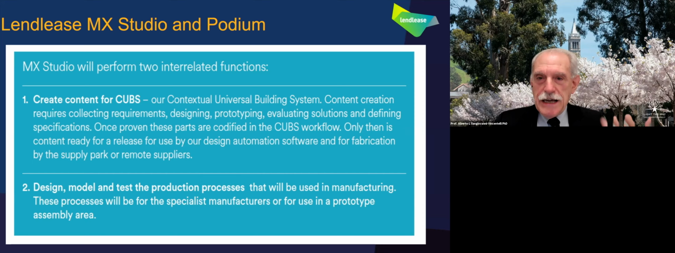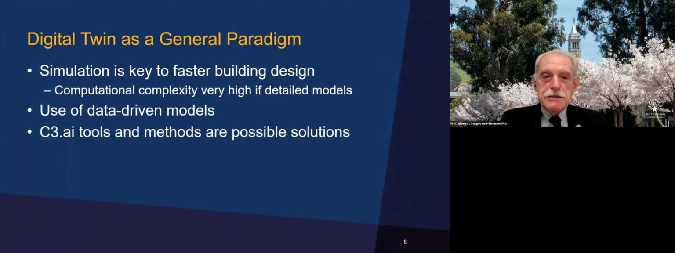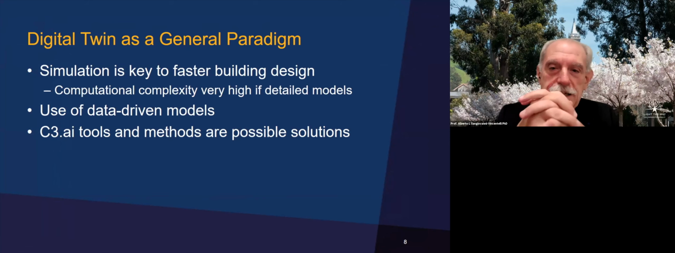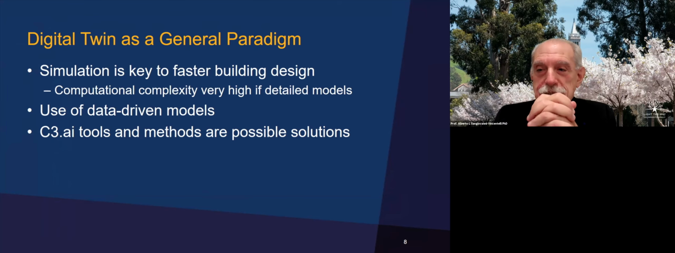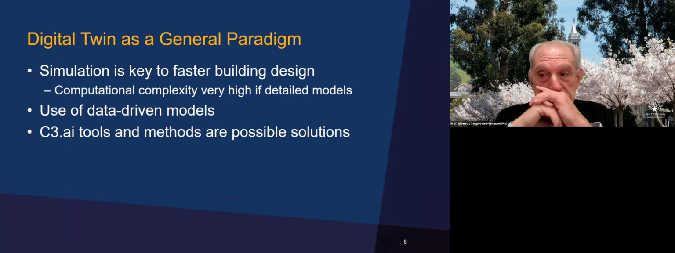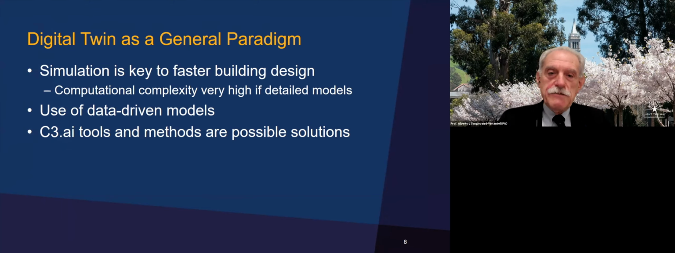Now, of course, in all of this, I mentioned that digital twin is an important technology. And digital twin is another way of saying that you want to do simulation, and simulation or digital twin testing is key for faster building design. But unfortunately, the computational complexity is very high if you use detailed models. So you have to build layers of abstraction, and you have to understand what these layers of abstraction relationships are. But not only that, you may want to use data-driven models or a combination of physical and data-driven so that the complexity goes down on the verification step.